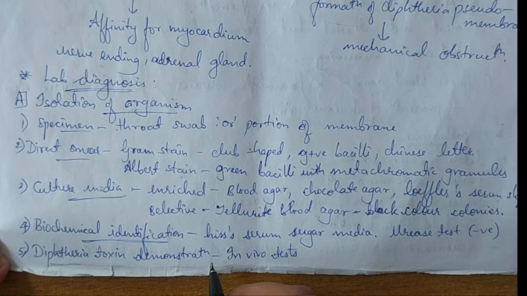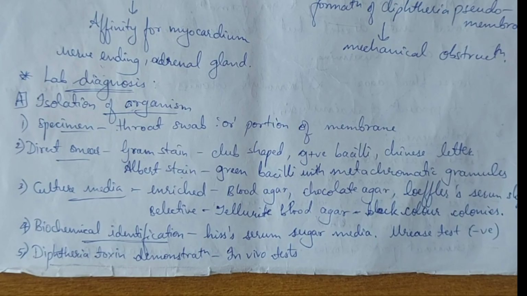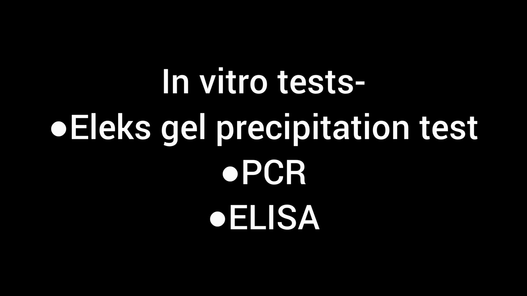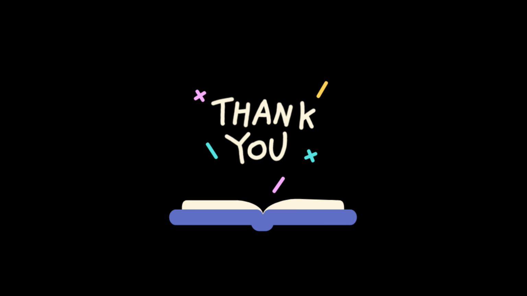Diphtheria toxin demonstration: in vivo tests. Lastly, the in vitro tests contain Elek gel precipitation test, PCR and ELISA. This was all about Corynebacterium diphtheriae.